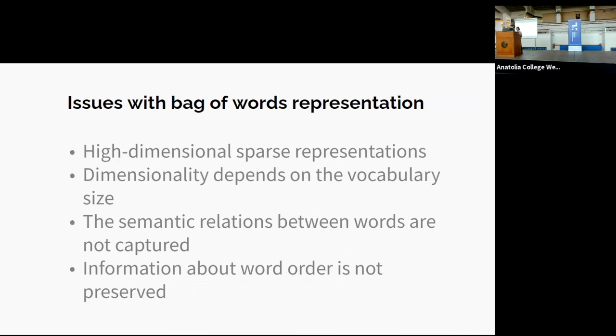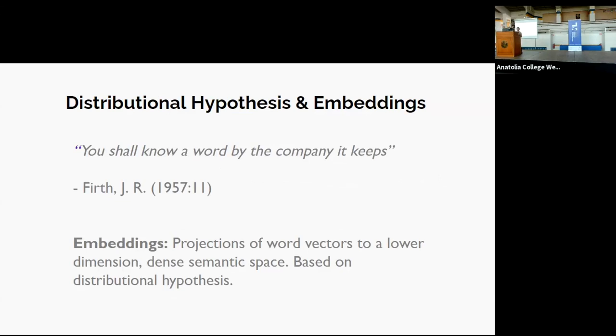Of course, this kind of bag of words representation is very high dimensional and very sparse. The dimensionality depended on the vocabulary size, the relations between words were not captured, and information about word order was not preserved. So people moved on from the bag of words representation, based on the distributional hypothesis, which was used for many years as a way to reduce the dimension of the sparse vocabulary, doing some kind of matrix decomposition to obtain projections of these very sparse matrices into lower dimension, dense semantic spaces. These projections of word vectors are called embeddings.